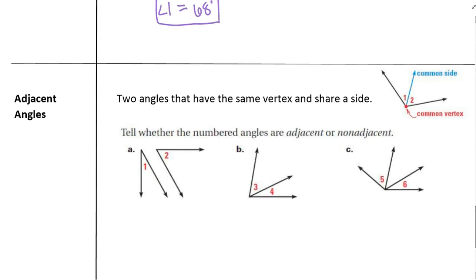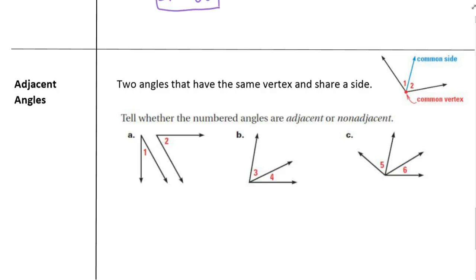Let's move on to here. One more vocabulary term that you need to know are adjacent angles. So adjacent angles are two angles that have the same vertex and share a side. Let's look at this picture over here. Notice that angle 1 and angle 2 have this little vertex here in common, and that they have a side of their angle in common. It's almost like if you think of an apartment building, like you might share a wall with a neighbor. So adjacent angles are kind of like that. It's like angle 1 and angle 2 are next door neighbors and they share a wall together.